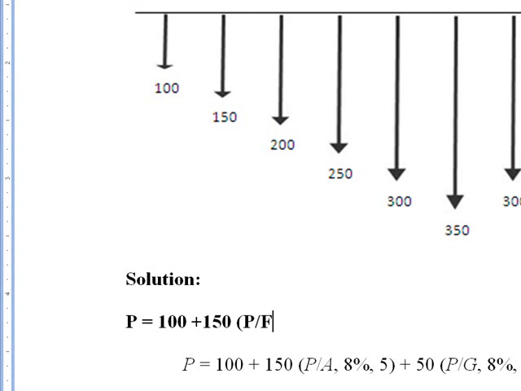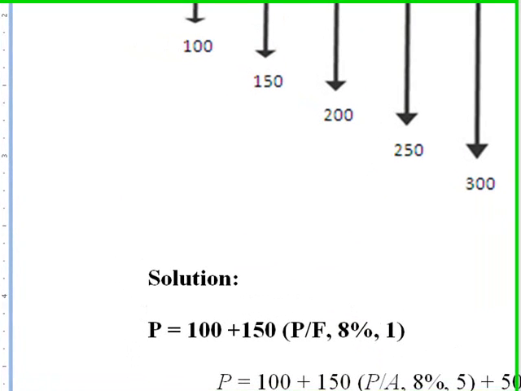P given F. F is given, F is 150. We need to calculate its present worth, right? So the P given F factor that we can find out from the compound interest tables at the back of the book. P given F, and then that is at I, which is 8% in this case, right? So 8%, and the N is the number of years. For the first cash flow, $150, it's gonna be 1, right? Because it's end of first year.